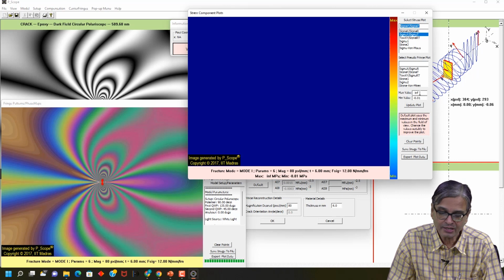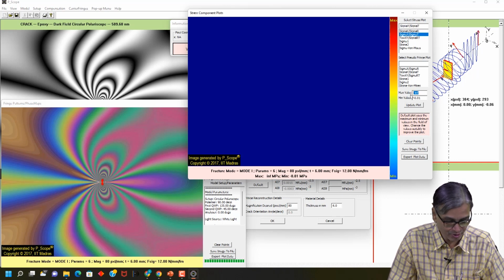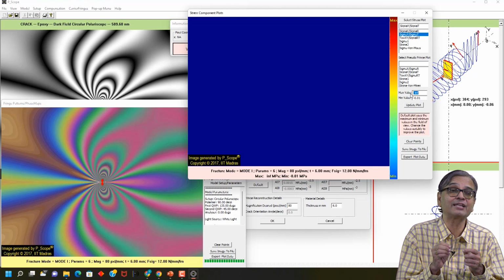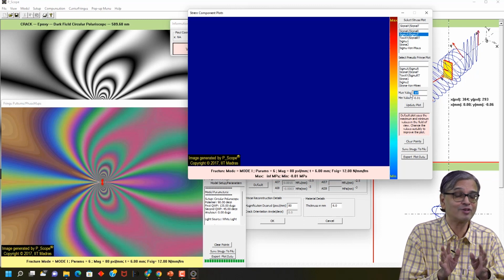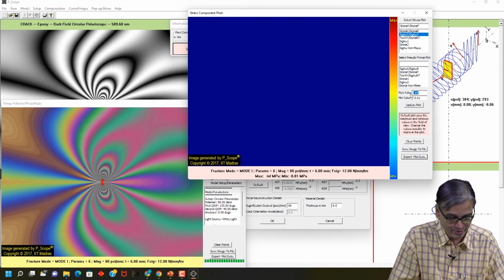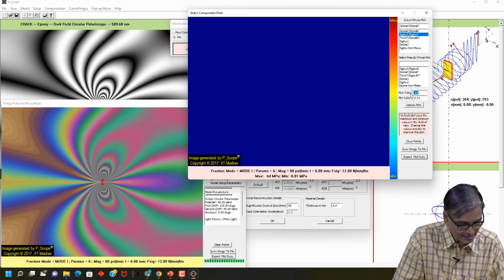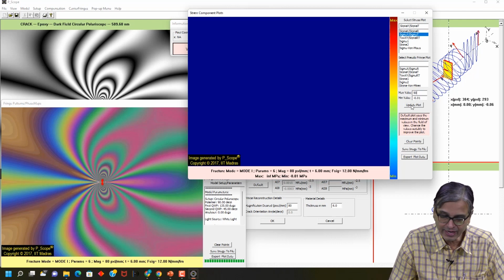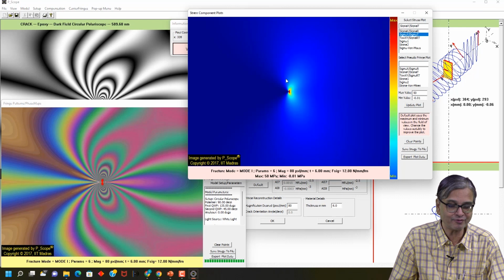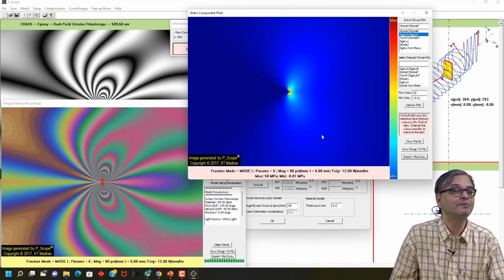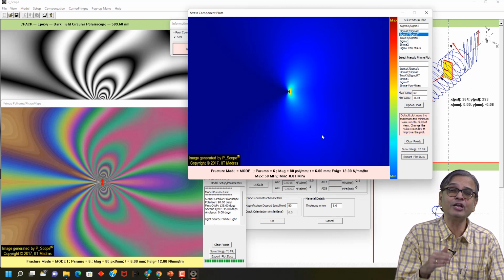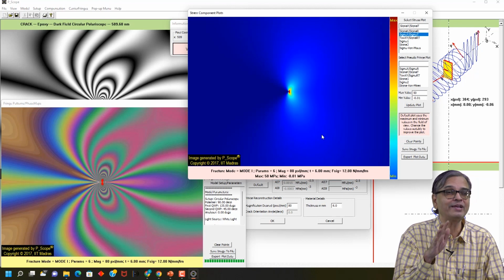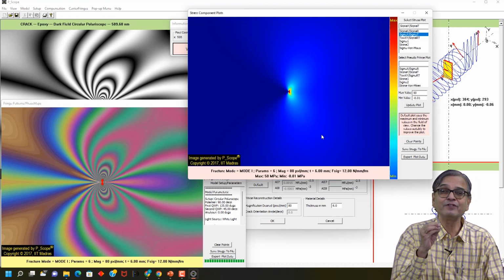Fine, it's infinity, so I have to put a value, because I told you at a crack tip it becomes singular. So I will put this as 50. Okay, I will update the plot. I have the fringe pattern like this, because when you are doing a simulation, the simulation goes only mathematically. A physical material will not go beyond yield.